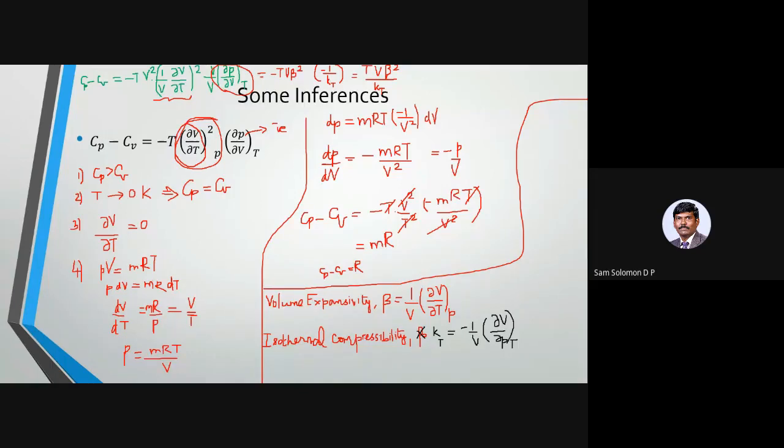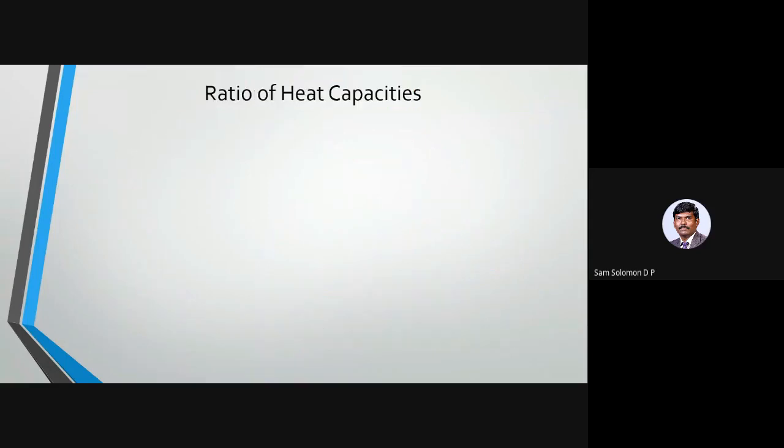Okay, so let's move on to the next topic, which is ratio of specific heat capacities. Here once again we have to use those two TdS equations.